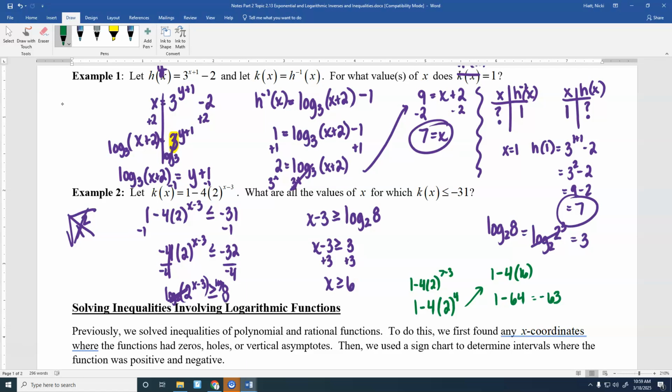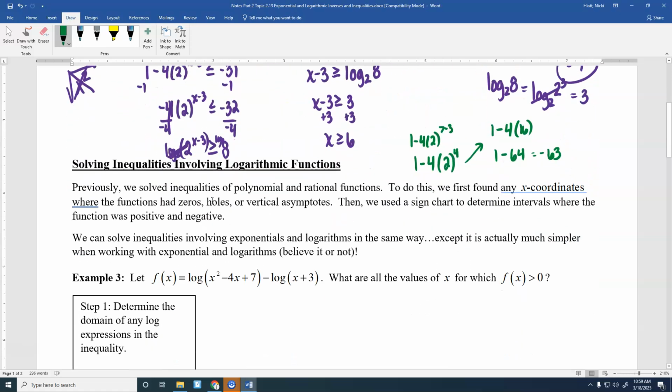It doesn't guarantee that you're right, but let's say that you messed up and you forgot to flip your inequality sign and you got x is less than or equal to 6. So if you plugged in 5 or 4 or 2 or 1, you would not get a number that's less than negative 31. So it's a reassurance that you're right. Questions?